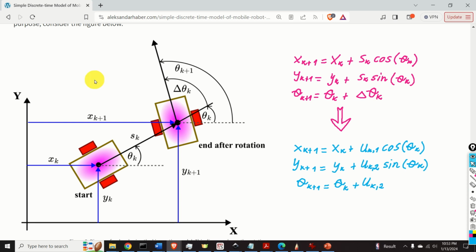We will use two different modeling approaches. Both approaches will result in the same discrete time model shown over here. The first approach is based on the direct discretization of the continuous time model of the robot kinematics. The second approach uses simple trigonometry and physical intuition to develop the model.